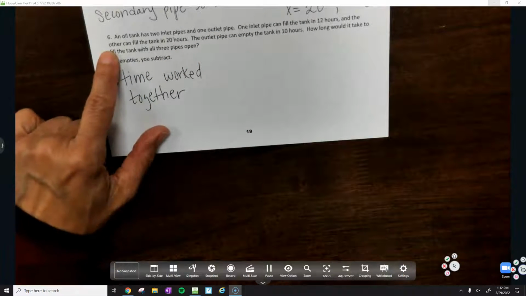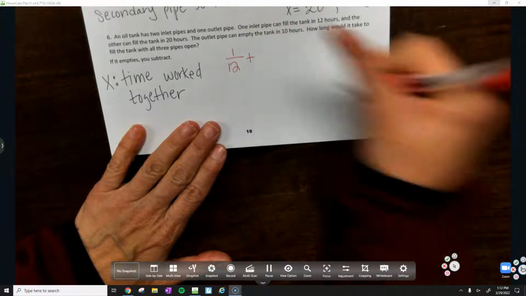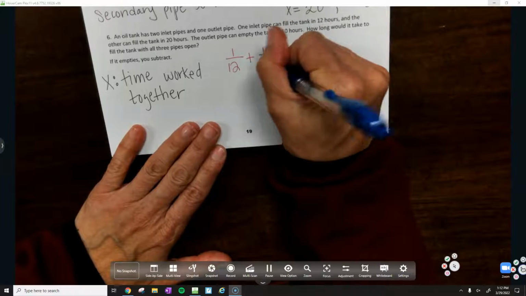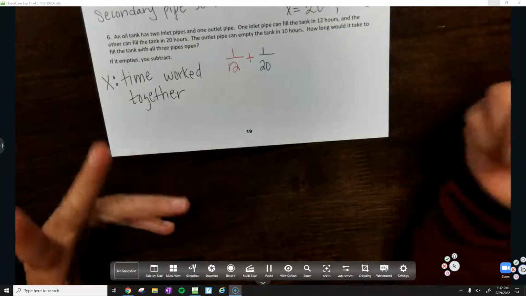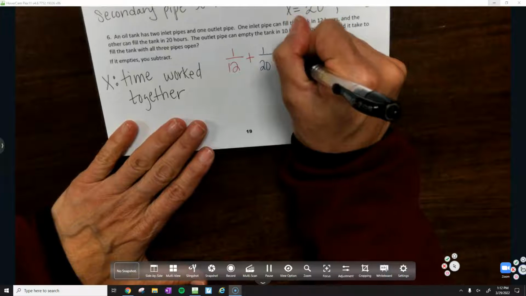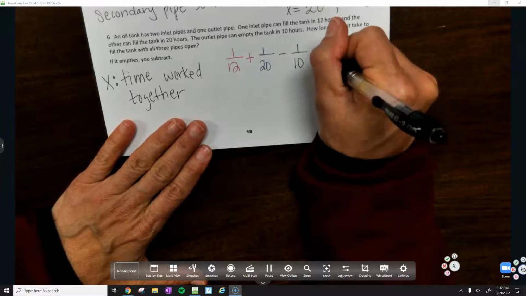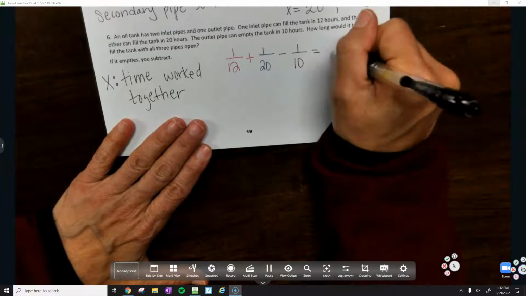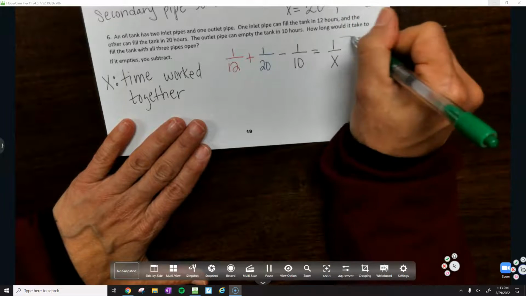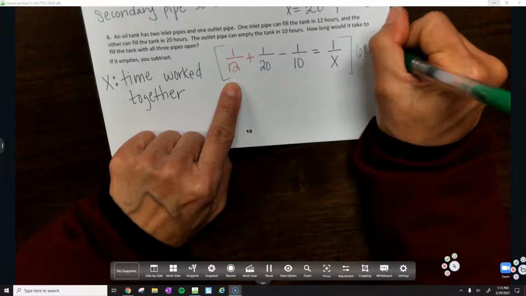So the first inlet pipe can fill the tank in 12 hours. The other inlet pipe can fill the tank in 20 hours. But remember, someone left the drain open. It's emptying at the same time. So we have to subtract that tank that's being emptied in 10 hours. And remember, we want to know how long it takes when they are all working together. So the least common denominator for all of this is going to be 60x.